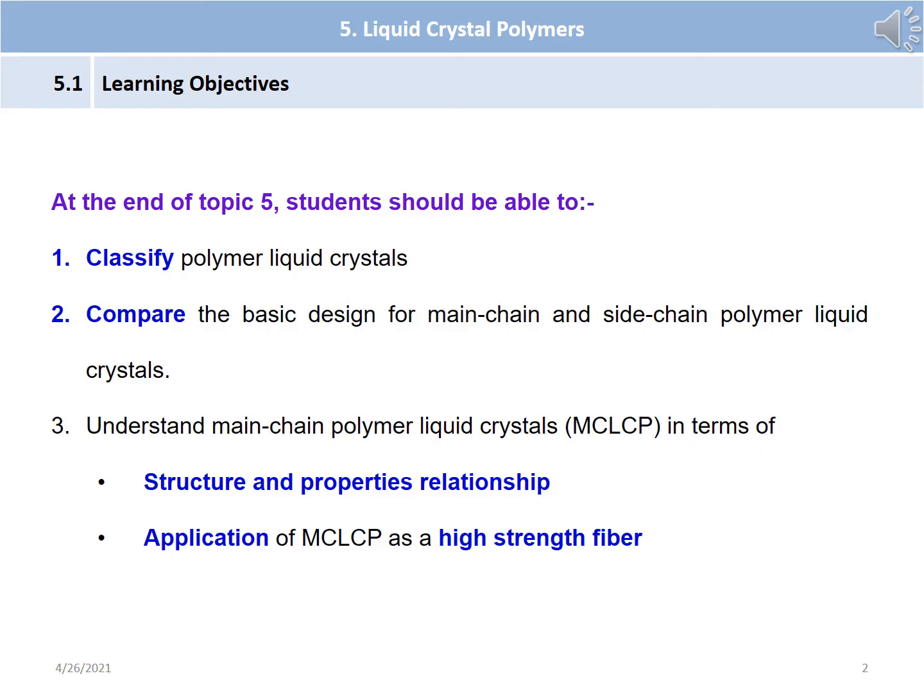These are the learning objectives for this topic. Students should be able to identify and classify the liquid crystal type by looking at the structure and design of the monomer. For today's lecture, students should be able to understand the structure and properties relationship for main chain polymer liquid crystals. Besides, students should understand why main chain polymer liquid crystals can be used as a high-strength fiber.